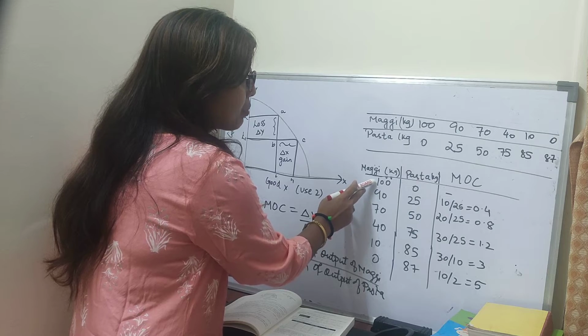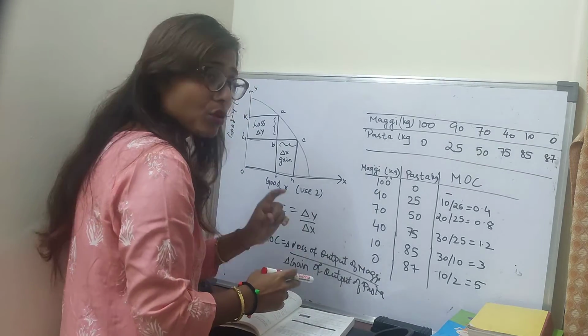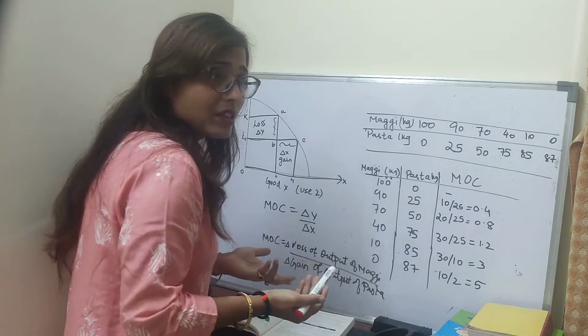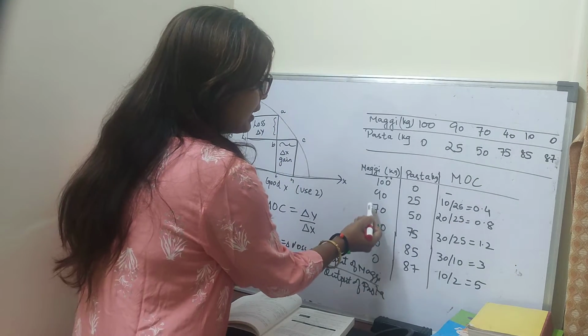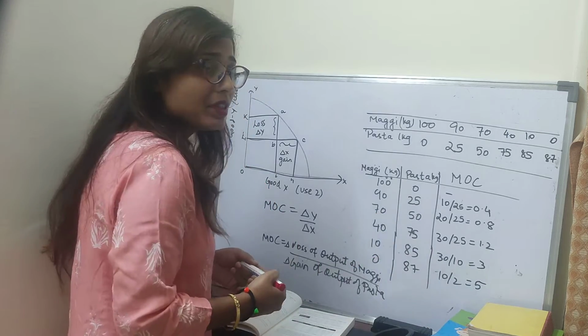Now, the second thing you see: 100 minus 90 is 10. That is the change in the loss of output of Maggi. And 0 minus 25 is 25. So, 10 by 25 is 0.4. Now, 90 minus 70 is 20 and 50 minus 25 is 25.